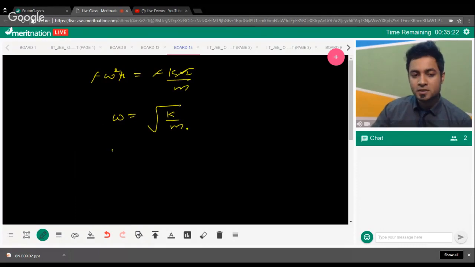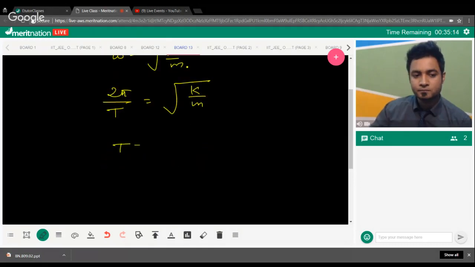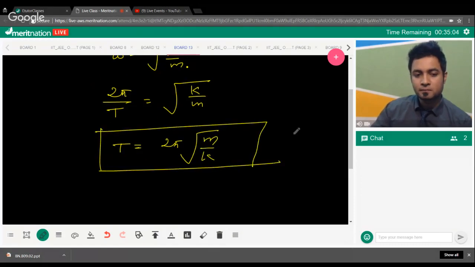Or basically, you know that omega is 2 pi upon T. If somebody asks you what is the time period of this spring mass system, you can easily tell that the time period has to be, just a moment, time period has to be 2 pi under root m by k. This is what you study, right? Any problem in understanding this one, guys?